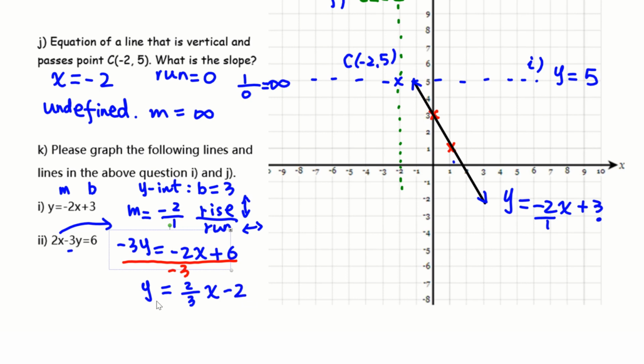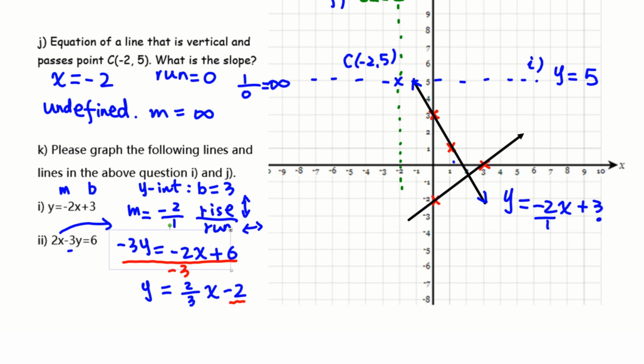Then from this slope y-intercept form, we can find the y-intercept is negative 2, and the rise over run is up 2, right 3. So up 2, right 3. Then use a line to connect these 2 points.